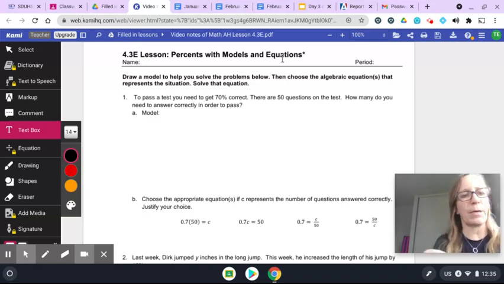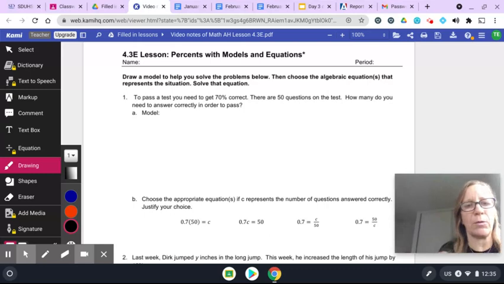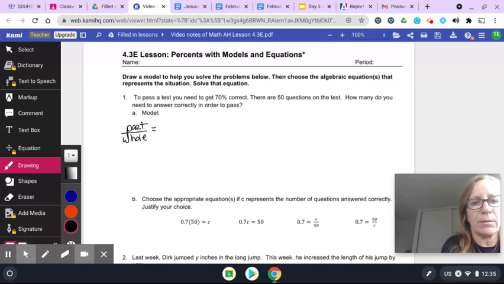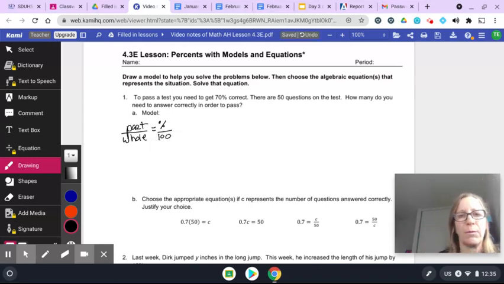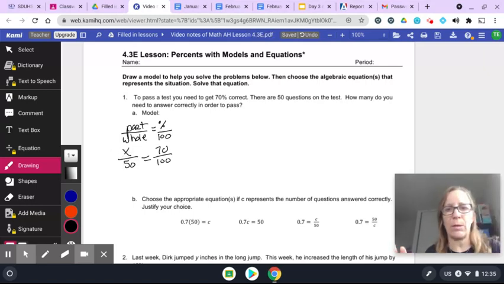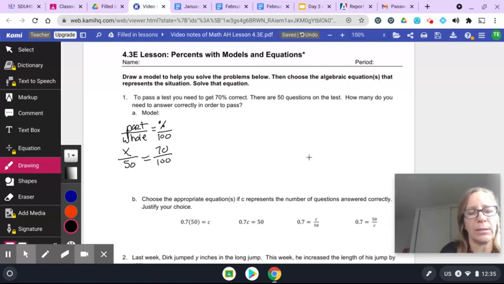So when we set this up back in Module 1, I used to talk about how we had to do our part over our whole equals our percent over 100. So we thought about this problem. We said, okay, we have 70%, so I know it's 70 over 100. And there are 50 questions on the test. That's the whole test, so that's the whole. And we were looking for a part. So X is my part that I got correct. Okay, so back in the day, we took this and we simplified it.